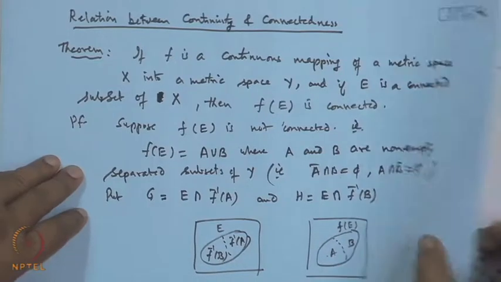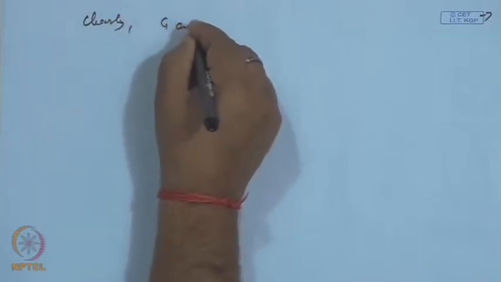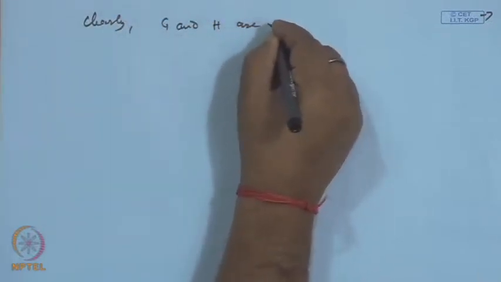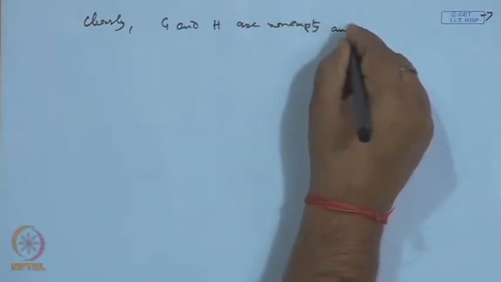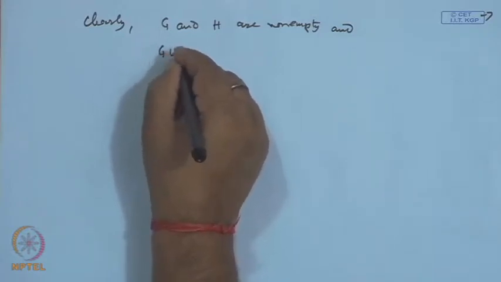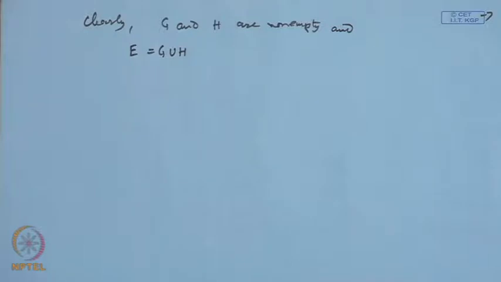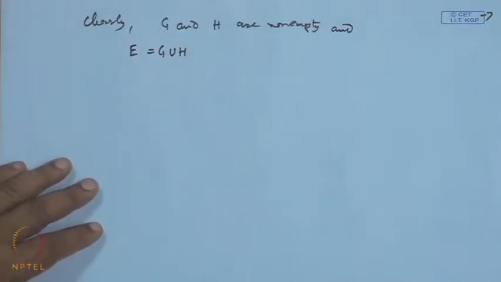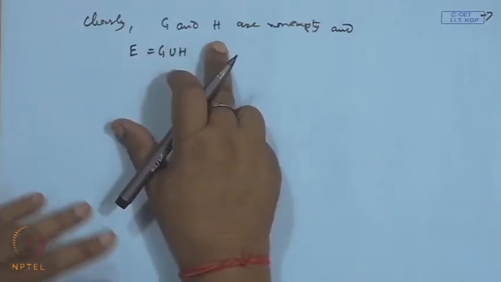So, clearly G and H are non-empty, first thing. There is no problem in it, and also the union of G and H is nothing but E. They are non-empty, meaning neither G is empty nor H is empty.